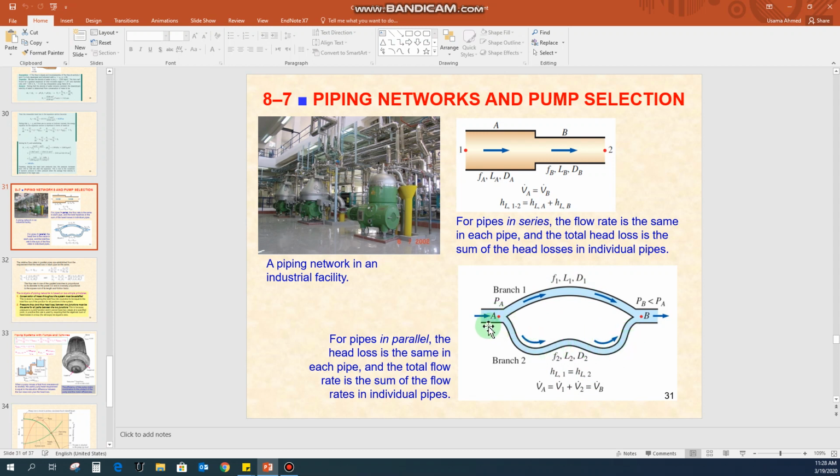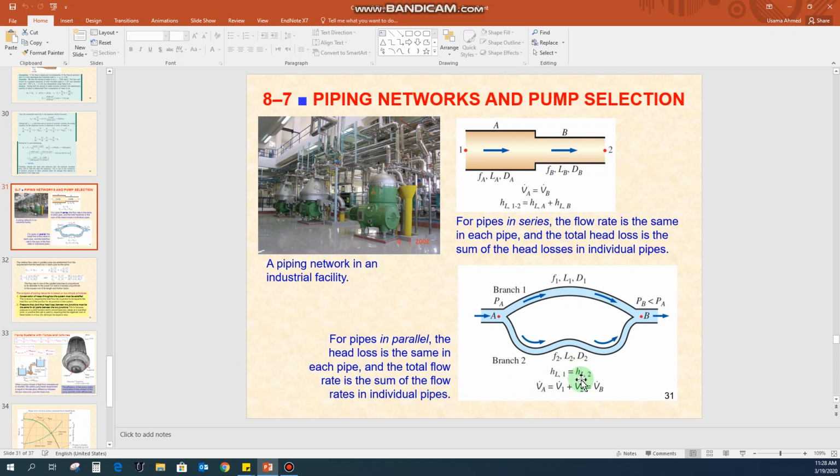And what about the volumetric flow rate? The volumetric flow rate will be divided, as we can see from the mass balance that you have taken in the courses for the energy and mass balance. So the volumetric flow rate in the first branch plus the volumetric flow rate in the second branch is the volumetric flow rate at point B and also at point A. So for the pipelines in parallel, the head loss is the same in each pipe, and the total flow rate is the sum of flow rates in the individual pipelines.